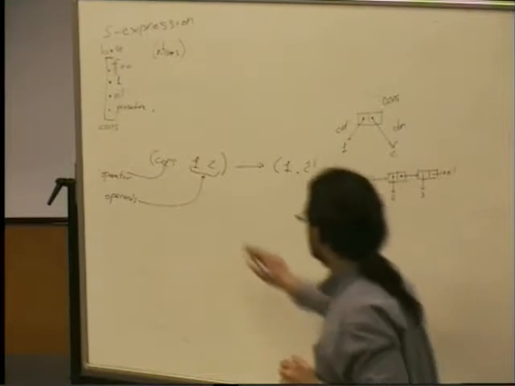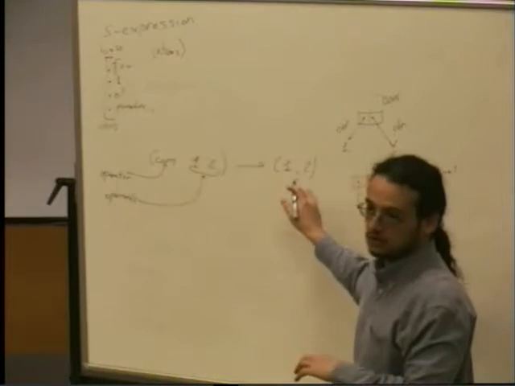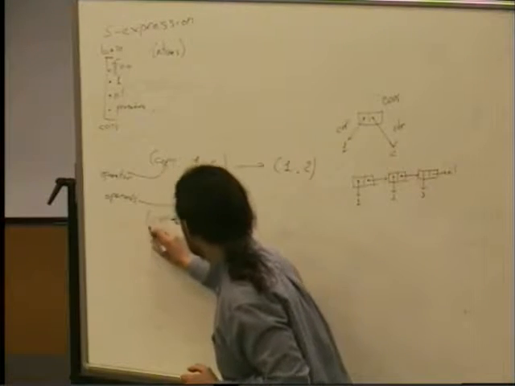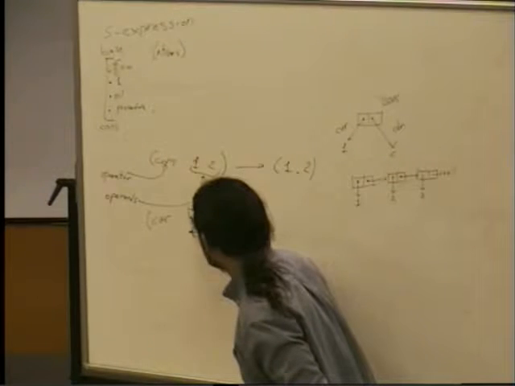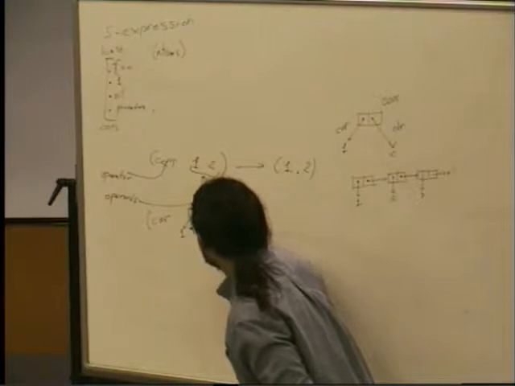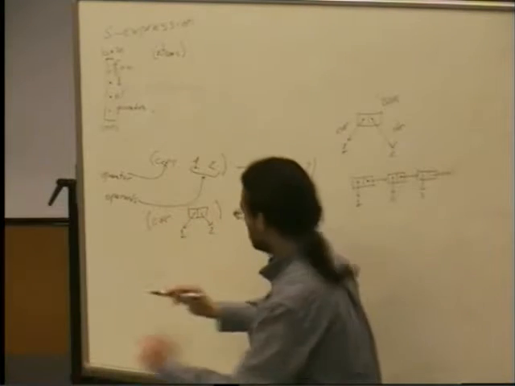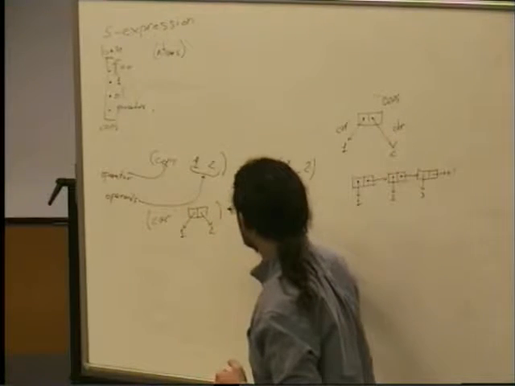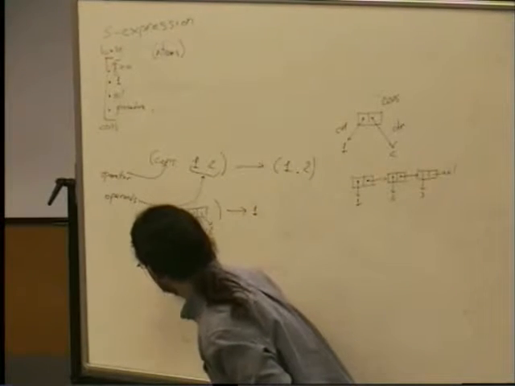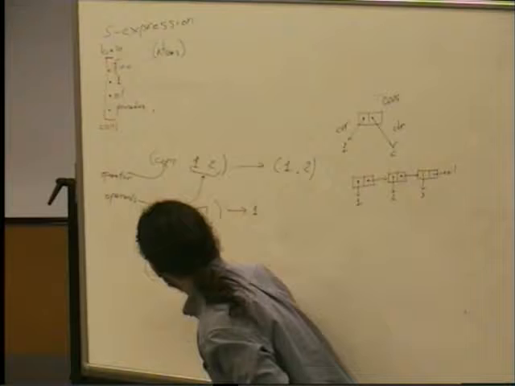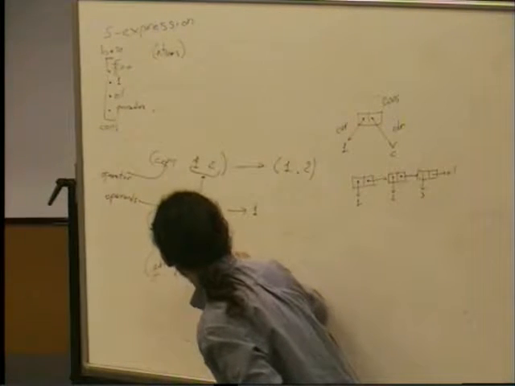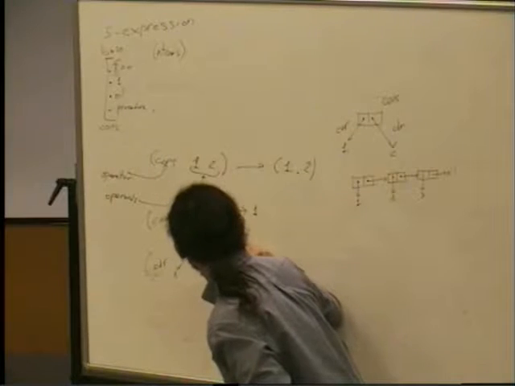However, cons takes two parameters and builds a new cons. Car takes a cons. Here I will be less formal. So the car of this thing is the left part. It is one. And the cdr of this thing is two.